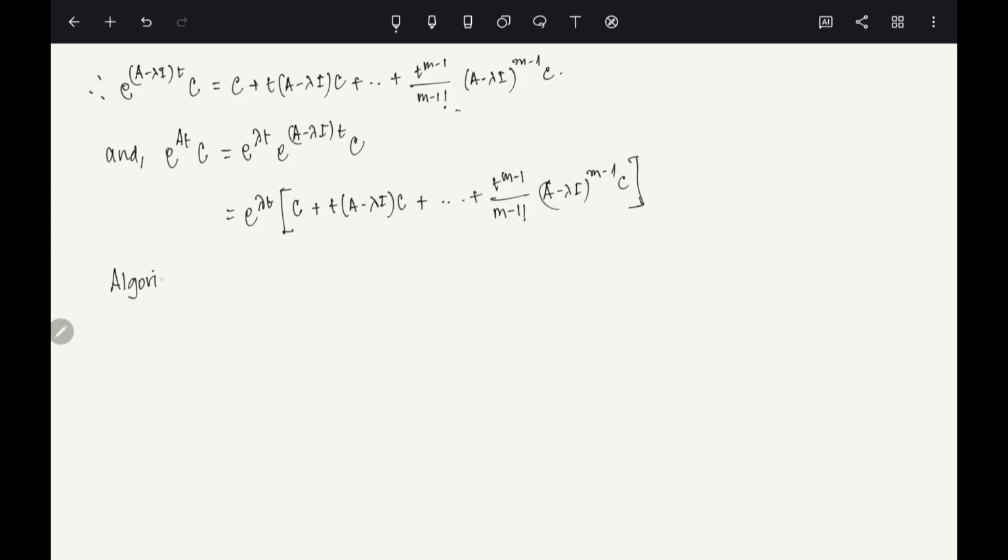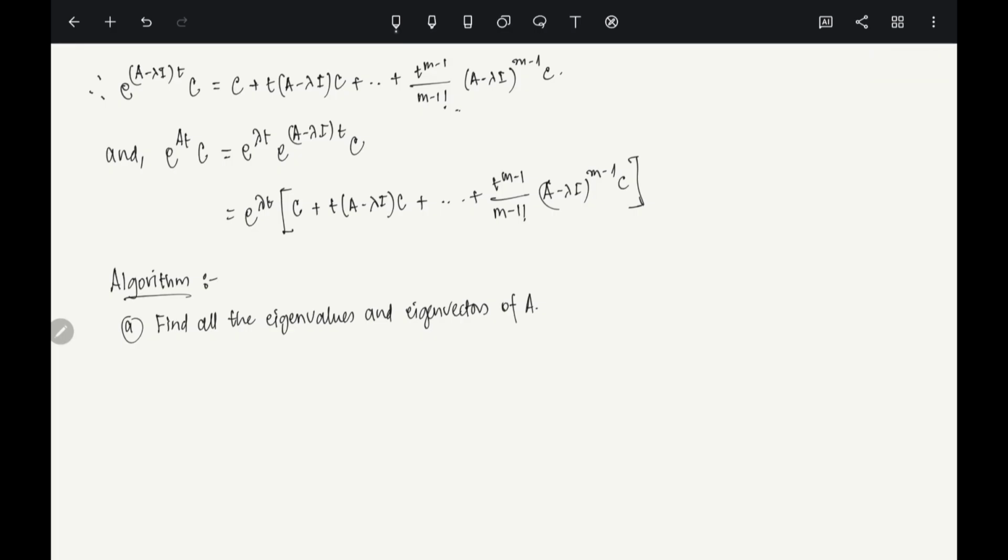Algorithm. How does it look like? So first of all, you find all the eigenvalues and eigenvectors of A, of course. Clear? So you start with that. So first find everything. See, if it has n linearly independent eigenvectors, of course you have the full set, right? So it's not a problem. In that case it's done.